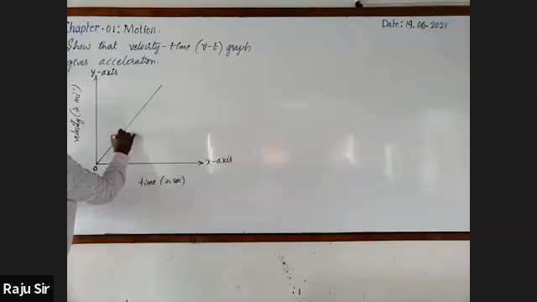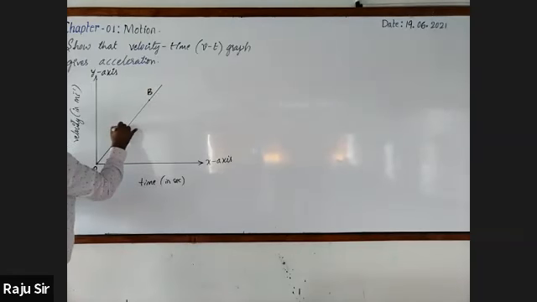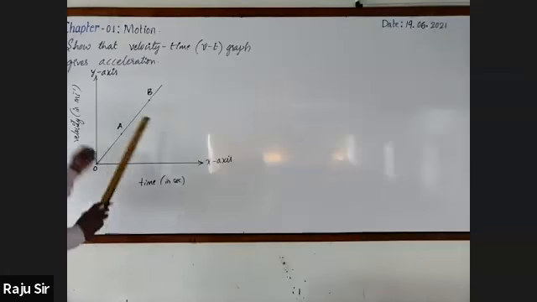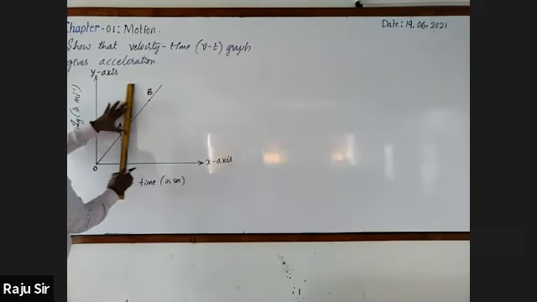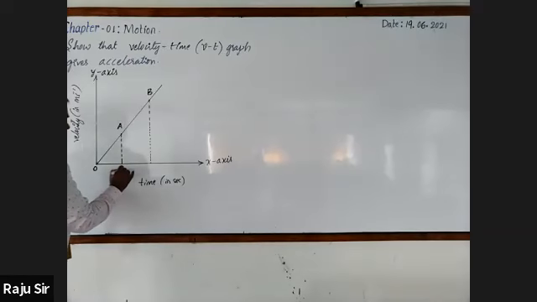Now let me go for marking 2 points, A and B. From A and B, draw the perpendicular line to the x-axis. From A, and from B as well. You can mark these points as C and D.